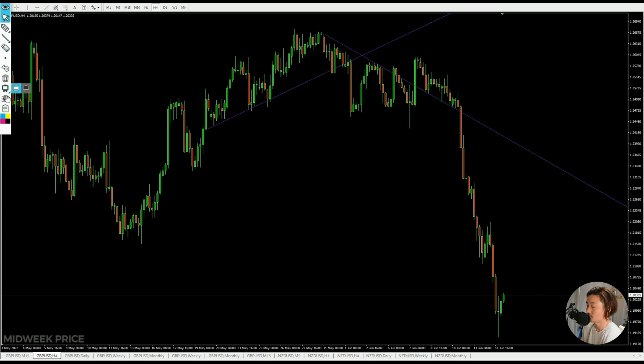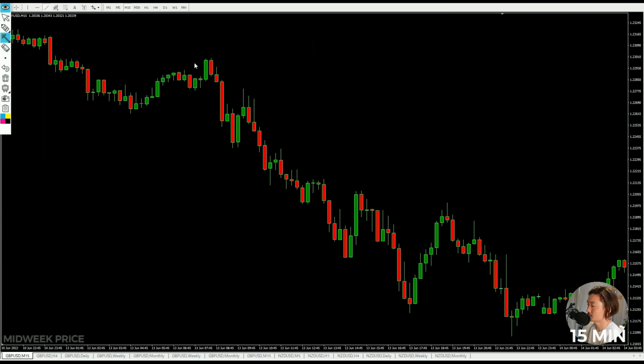So let me go ahead and show you why I aborted this long entry. Let's go over to the 15-minute chart. Okay, so as price came down to that entry level at 1.2255, roughly in these levels right here, I did take a long entry. However, right after that, there were actually 3 consecutive rejection candles right here.